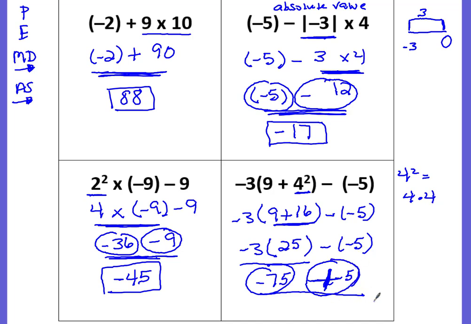If the signs are different, then subtract. So 75 minus 5 is 70. We'll go to war. Who has more? Are there more negatives or more positives? There are more negatives, so the answer is negative. So -70 is your final answer.